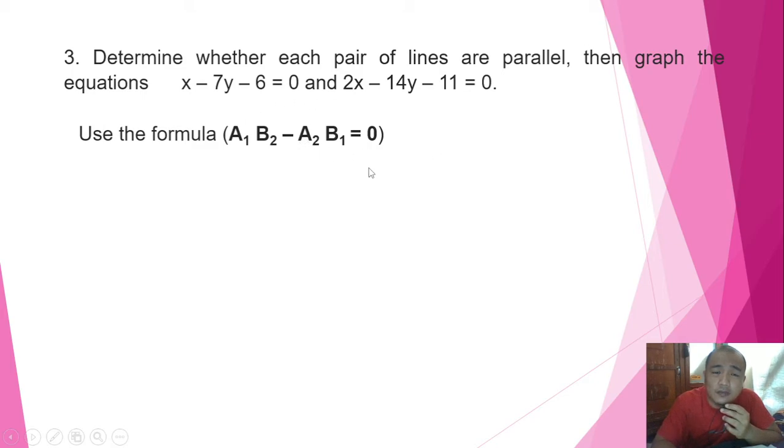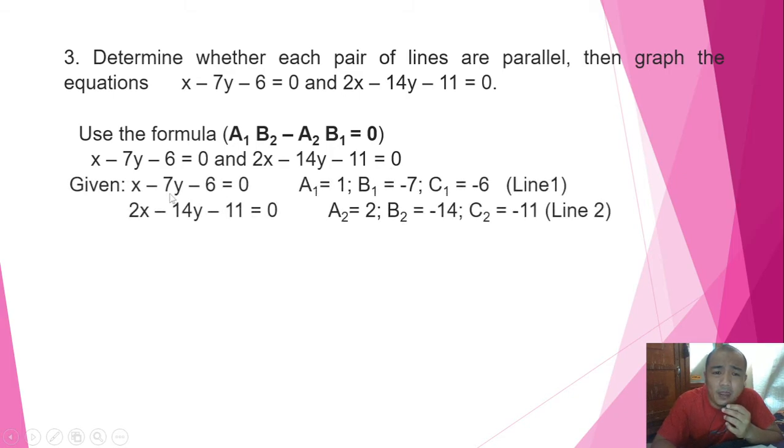So, first, with these two lines, identify a sub 1. For x minus 7y minus 6 equals 0, a sub 1 is 1, b sub 1 is negative 7, c sub 1 is negative 6.